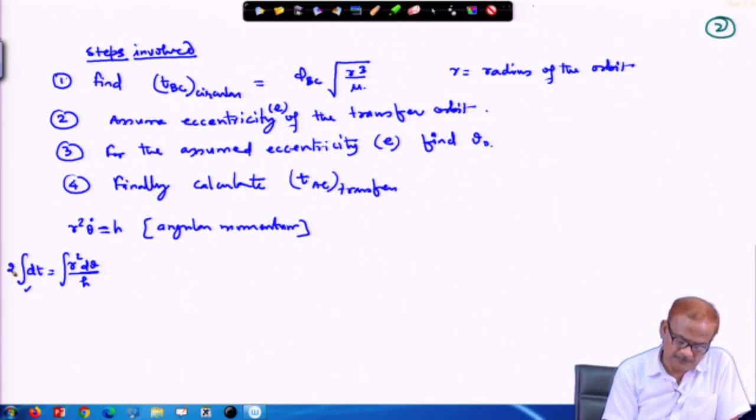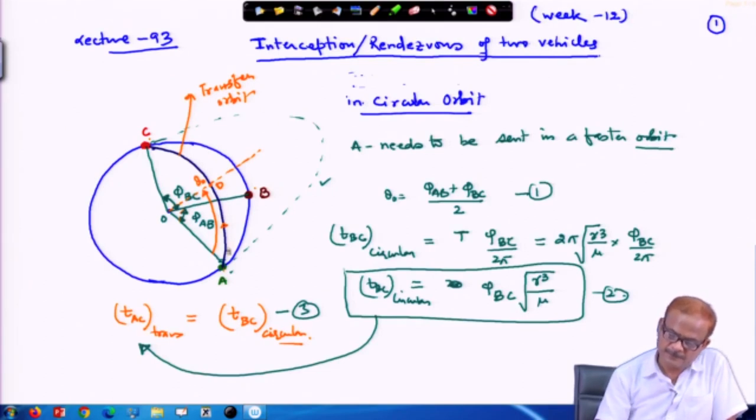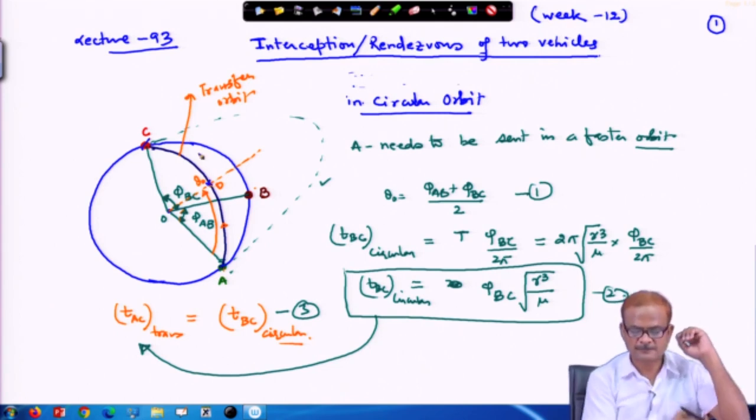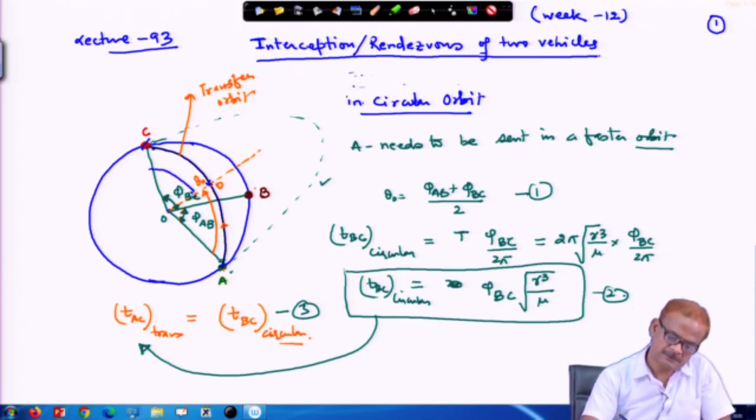So, this will be 2 times 0 to theta 0, this is the half way. Either from this place to this place or from this place to this place. Because this is the perigee, we can measure the distance, so twice of that will be the time taken. So, this is theta 0 and this is also theta 0.